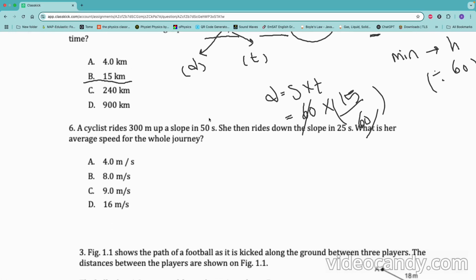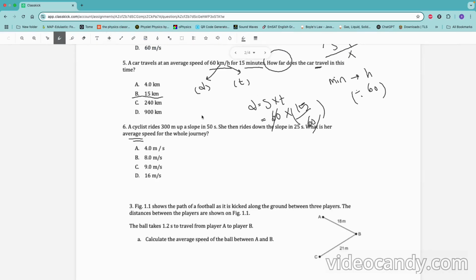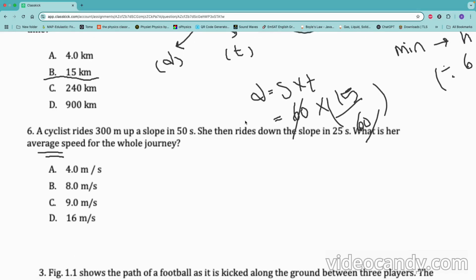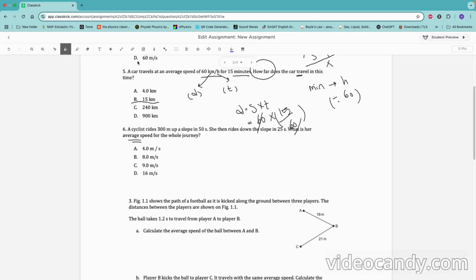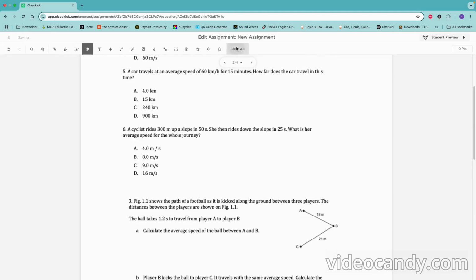A cyclist rides 300 meters up a slope in 50 seconds. She then rides down the slope in 25, so obviously we have to calculate average speed. Now, sometimes, that's what I used to tell my students, you need just to visualize or to draw the situation, which will help you to understand the situation here.